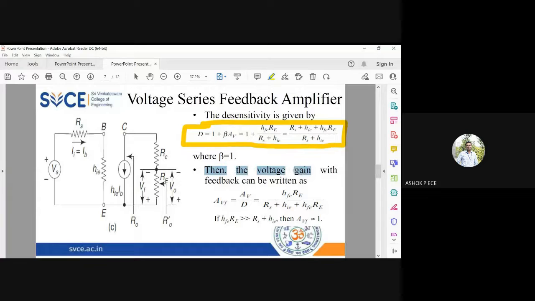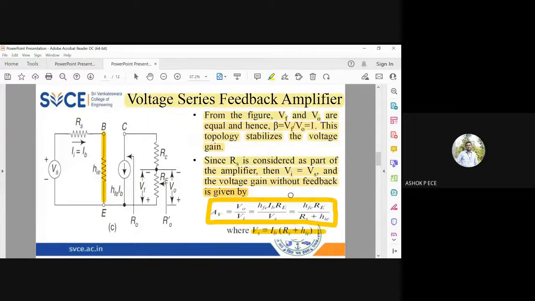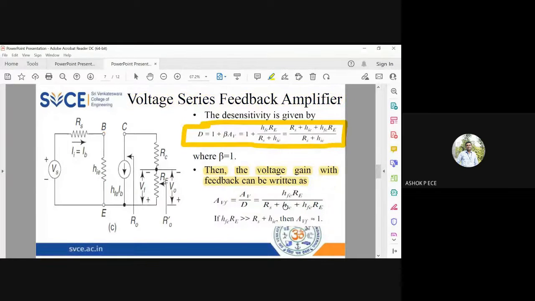So when you are applying negative feedback, the voltage gain will reduce. So AVF equal to AV by D. AV, this expression divided by D. You can see the common terms will get cancelled. So AVF equal to AV by D, HFE into RE divided by RS plus HIE plus HFE into RE. So this is the voltage gain of the amplifier with feedback.